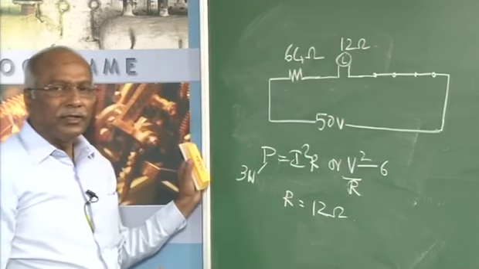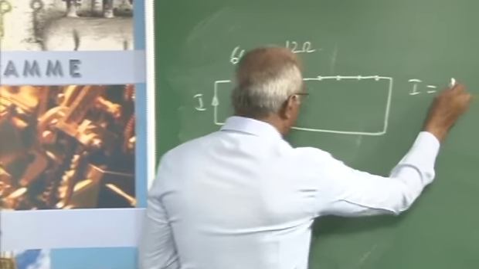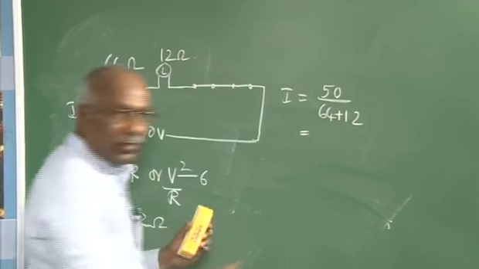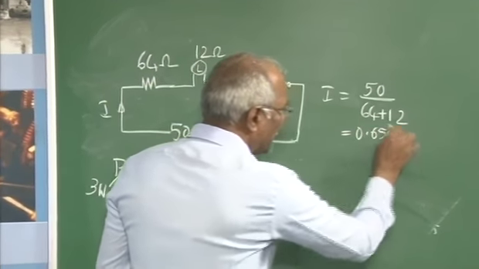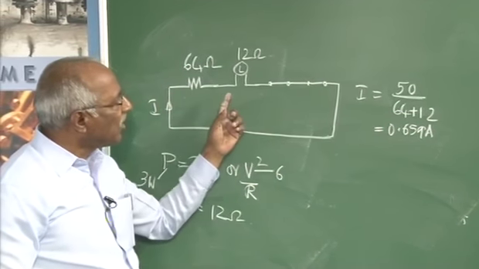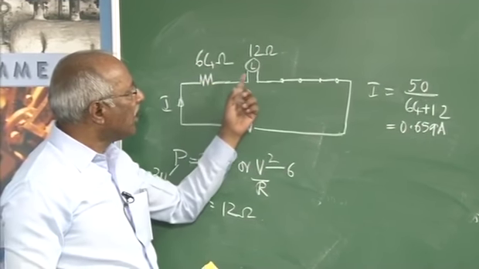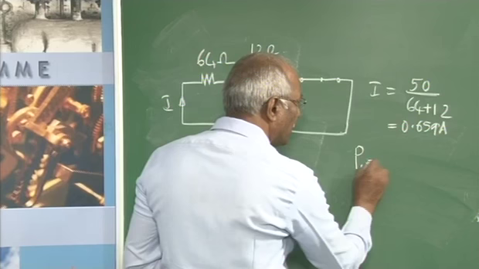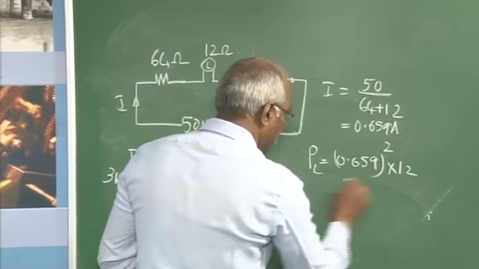With that, what will happen? To understand that, find out what is the current here now. I is obviously equal to 50 divided by 64 plus 12, which comes to 0.659 amperes. This will be the current. With that, what will be the consequence? To understand that, find out what will be the power loss in this 64 ohm resistor and this 12 ohm lamp. The power in the lamp will be equal to 0.659 square into 12.